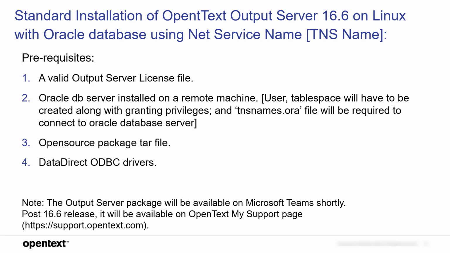For this, the prerequisites are a valid output server license file, and Oracle DB server installed on a remote machine. For this, user and tablespace will have to be created along with granting privileges. And we also require the tnsnames.ora file to connect to the Oracle database server. Next we need the open source package tar file. This tar file will contain all the open source software that has been used in output server.